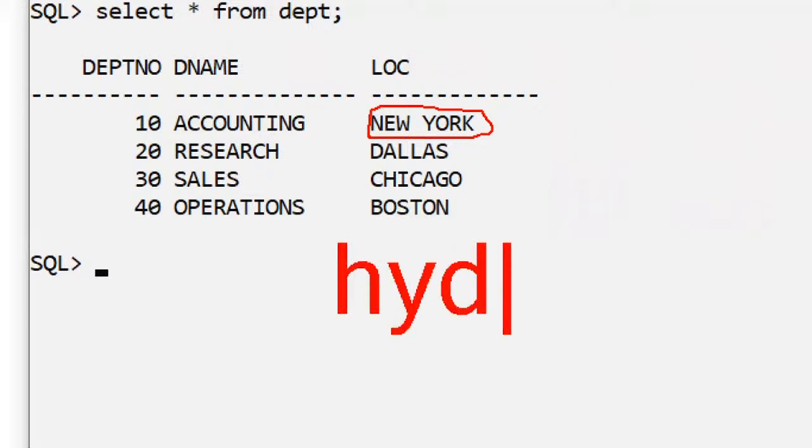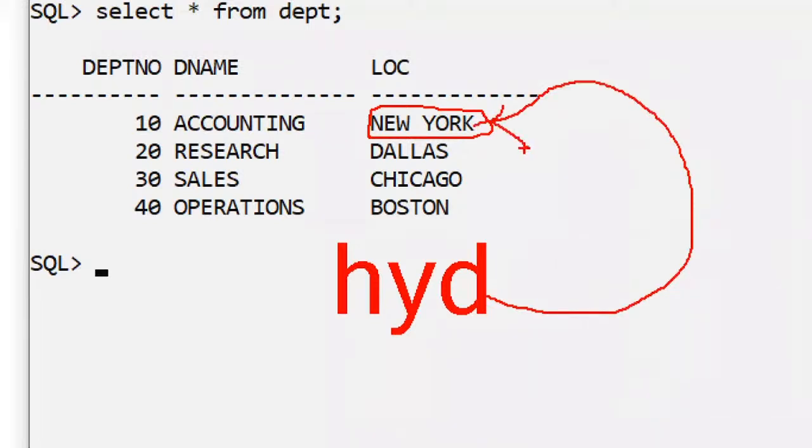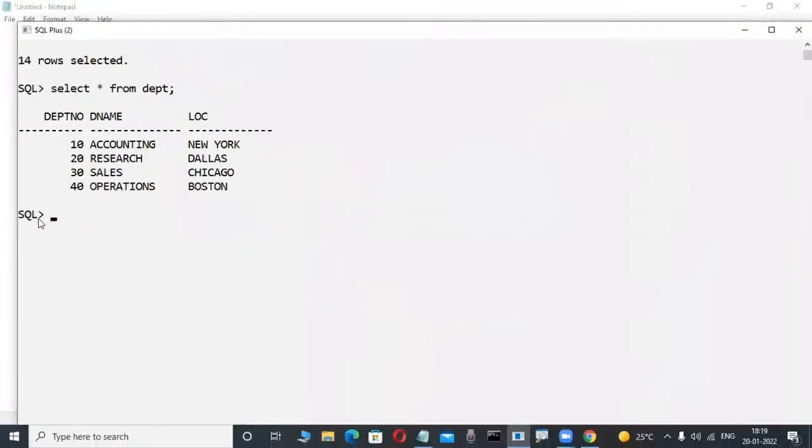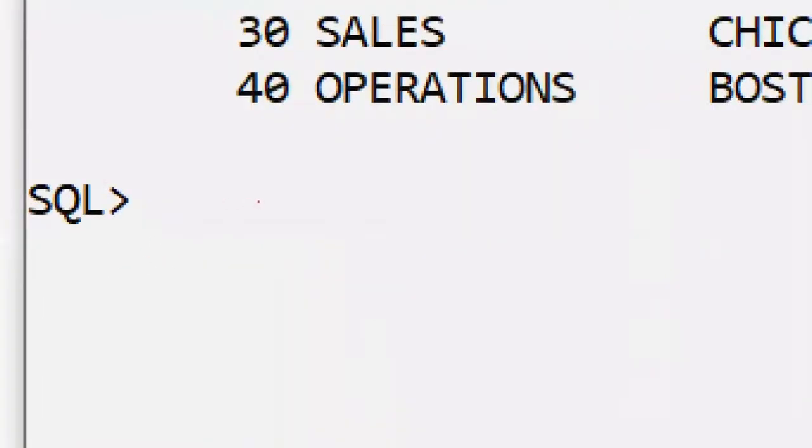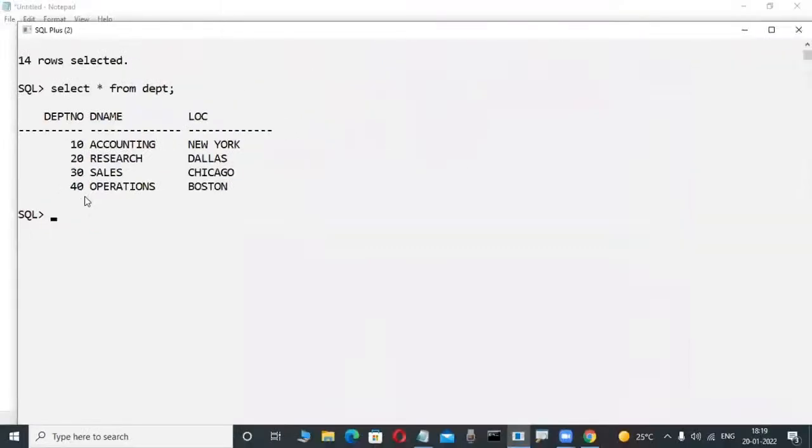Suppose I want to change this New York location into Hyderabad in this relational database. How can I do it? Just at the SQL prompt, we are using the SQL language. SQL means a very easy language. How? I will tell you. In the SQL language, you are typing some commands.